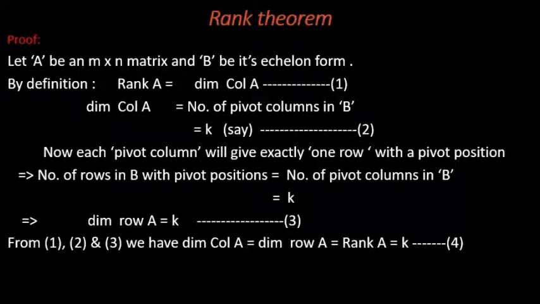That implies, now what do we mean by number of rows in B with pivot positions? It's nothing but number of non-zero rows only. Then that means dimension of row space is also equal to k. So from 1, 2 and 3 we have the equations dimension column A is equal to dimension row A, which is equal to rank of A, because according to definition dimension column A is rank of A, that is equal to k. This is equation 4.